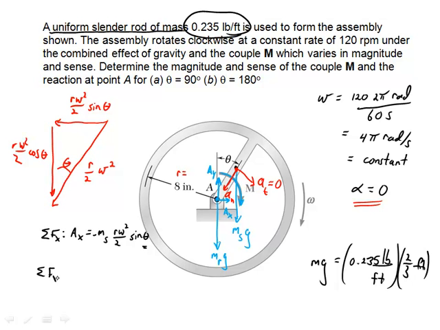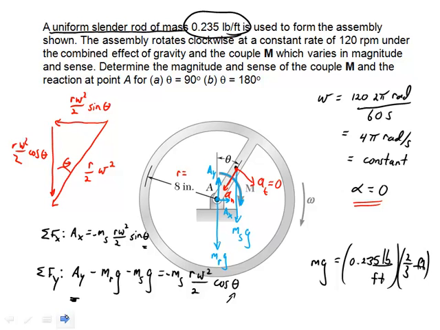The sum of the forces in the y direction has A sub y minus the mass of the ring times g, minus the mass of the spoke times g, and that will equal the mass of the spoke times r omega squared over 2 cosine theta, and of course that's down, so put a negative sign there. Again, everything here is known except for A sub y, so I can find A sub y as a function of theta. So those are easy to do.